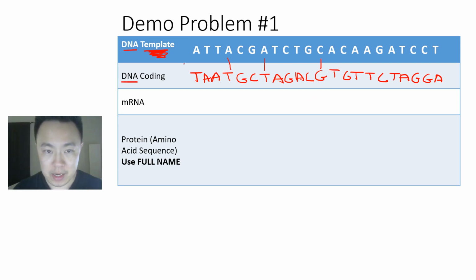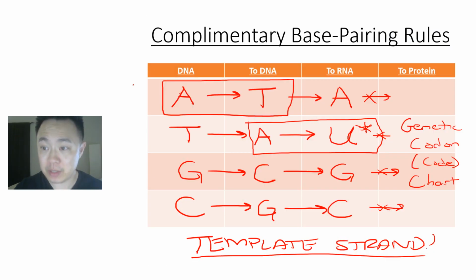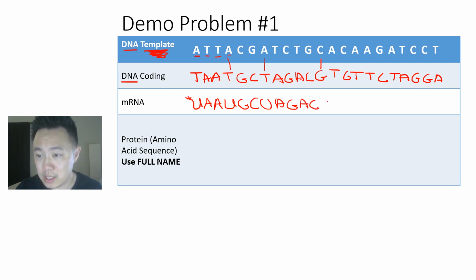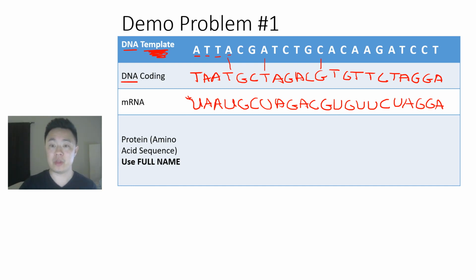Next up here, let's get the mRNA. When you go from DNA to mRNA, the alphabet changes a little bit. Remember here that for every letter A that we get, it becomes the letter U, not the letter T anymore. So let's do this. The DNA template strand here says A, so it becomes U. Put a little star there to remind you it's U. The next letter here is T, so that's A. Next one here is the letter T, so that's A. And then the next one here is letter A, that becomes U. And then we have here G, then C, U, A, G, A, C, G, U, G, U, U, C, U, A, G, G, and A. I hope you got that right.